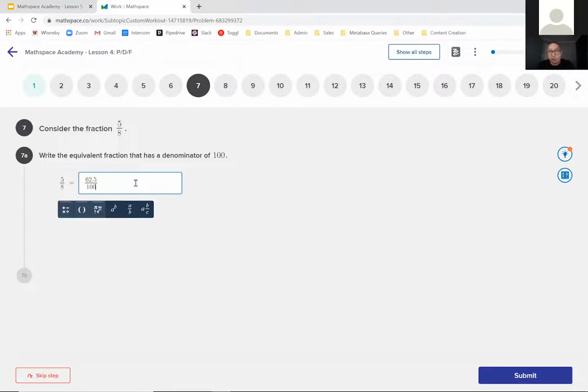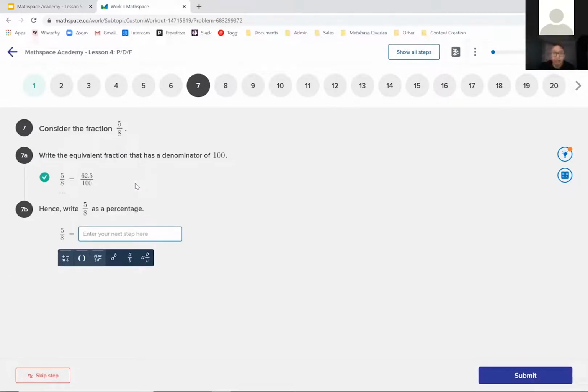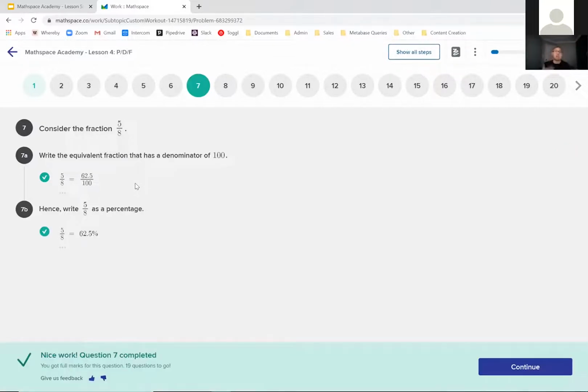Obviously, if you couldn't do that by hand, you'd do it on a calculator. And now that I know it's out of 100, I can just write the percentage in. Times it by 100, which is 62.5%. Boom. All right, let's skip ahead.